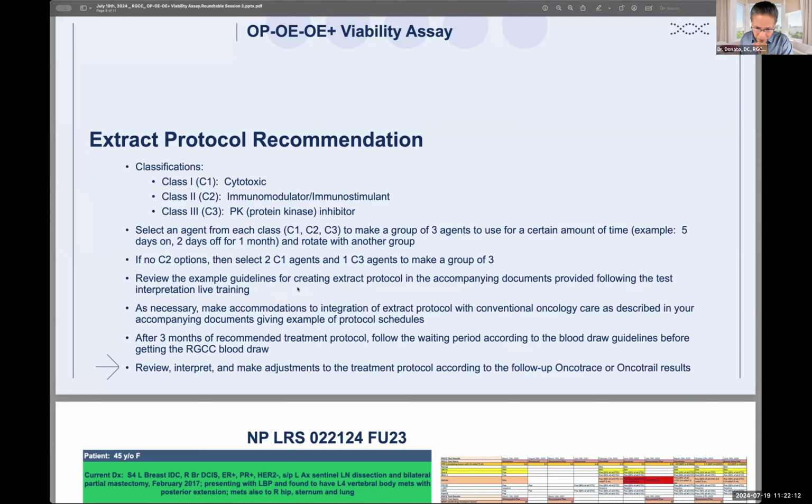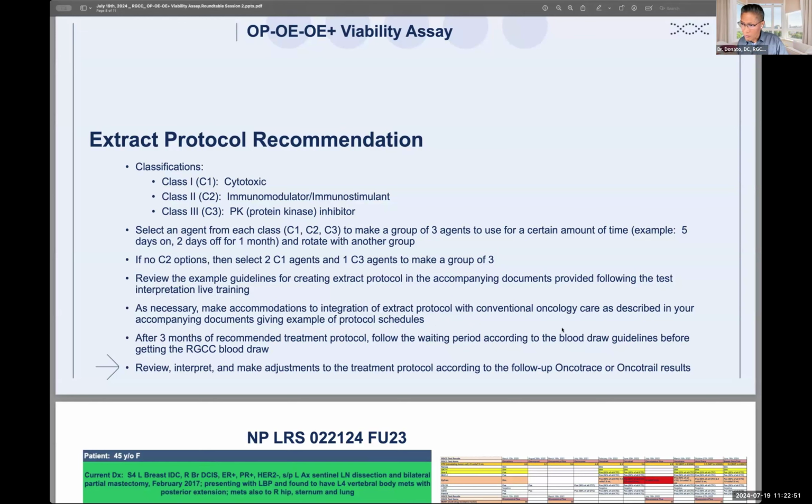Now, you need to review your documents that I sent to you after the training, that live training for test interpretation, because there's other information there that I'm not going to cover because there's too much information. Look in them, for example, some interactions between agents. You don't want to combine certain ones together, and certain ones shouldn't be on the same day. It needs to be another cycle because they are interacting in a negative way. Also, how you integrate these natural protocols with conventional oncology care is another issue.